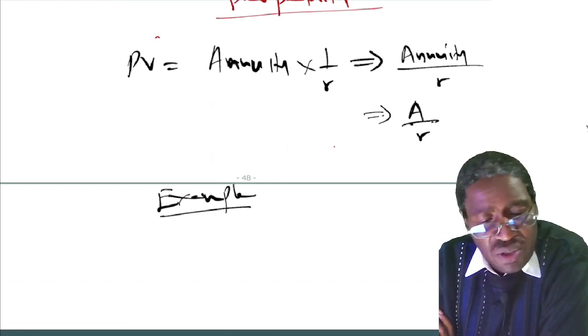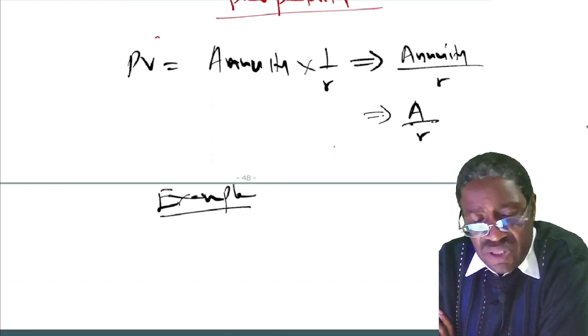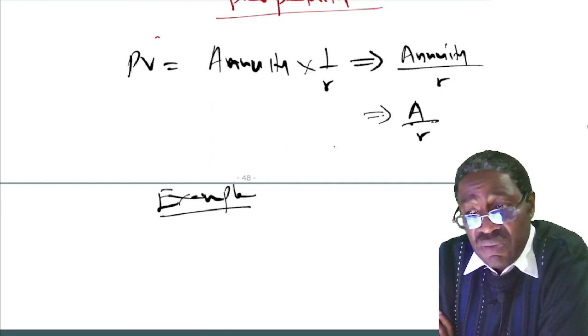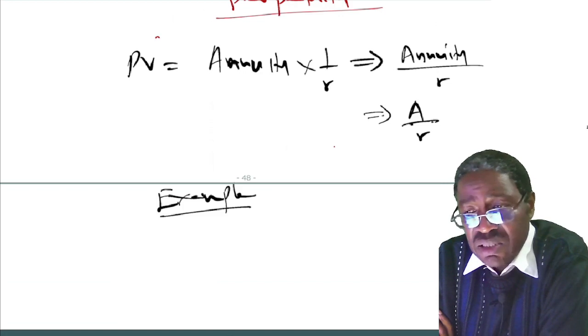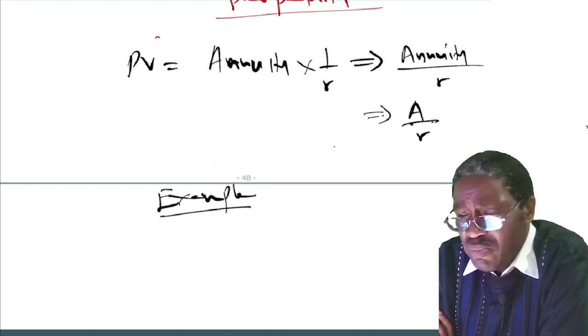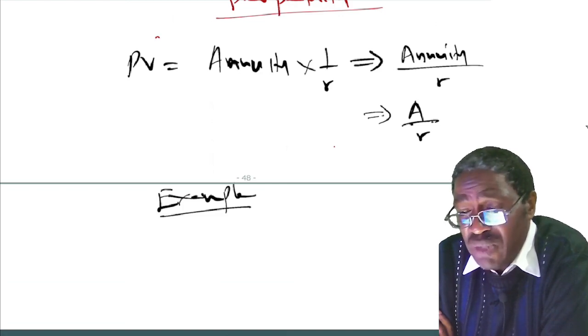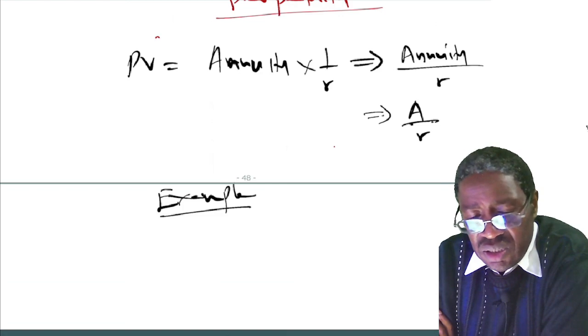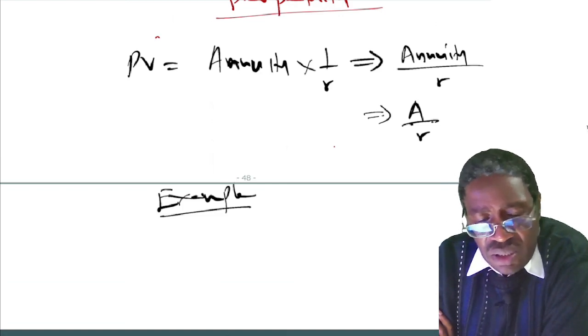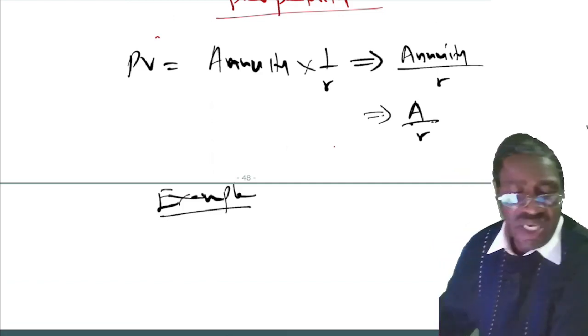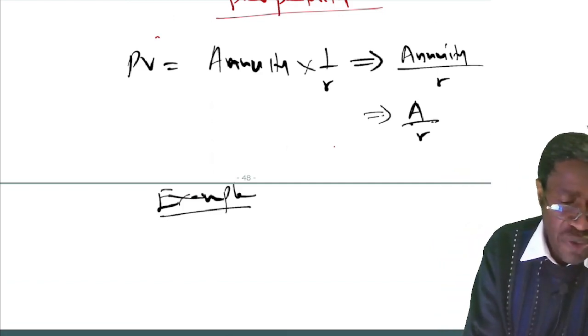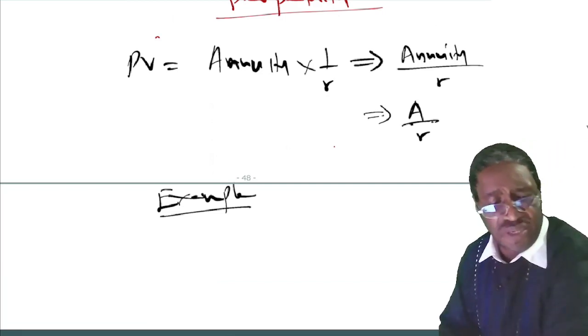So put down this. Mr. X wishes to find out investments which return shillings 1 million per annum, discounted at 10% into perpetuity. Good. So let's get the present value.